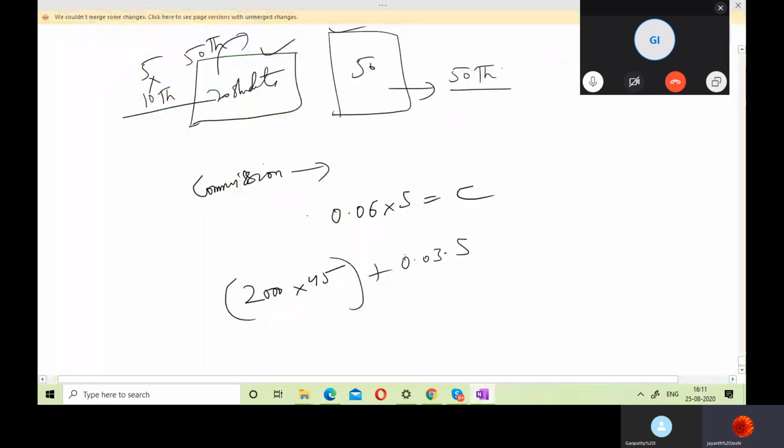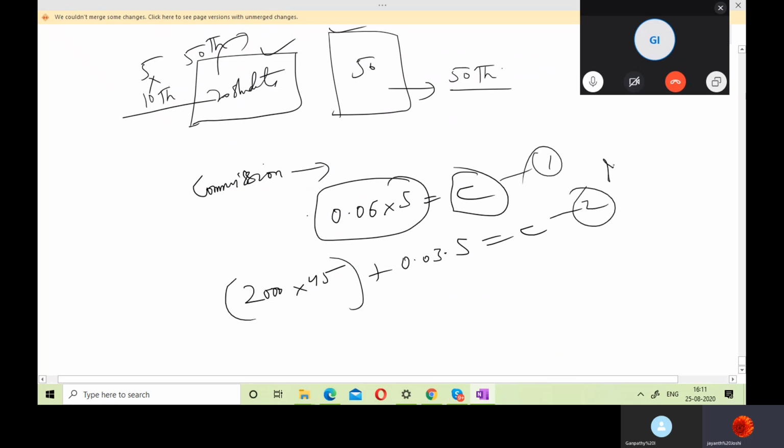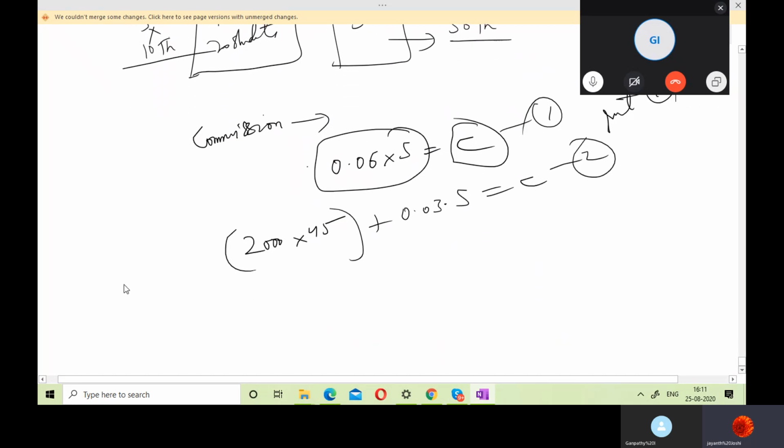Now you need to solve this two. Okay, how will you solve? In place of C, you can take this 0.06 into S. Okay, equation 1, equation 2, put 1 in 2. Okay, this is maths, you need to have an idea about this.